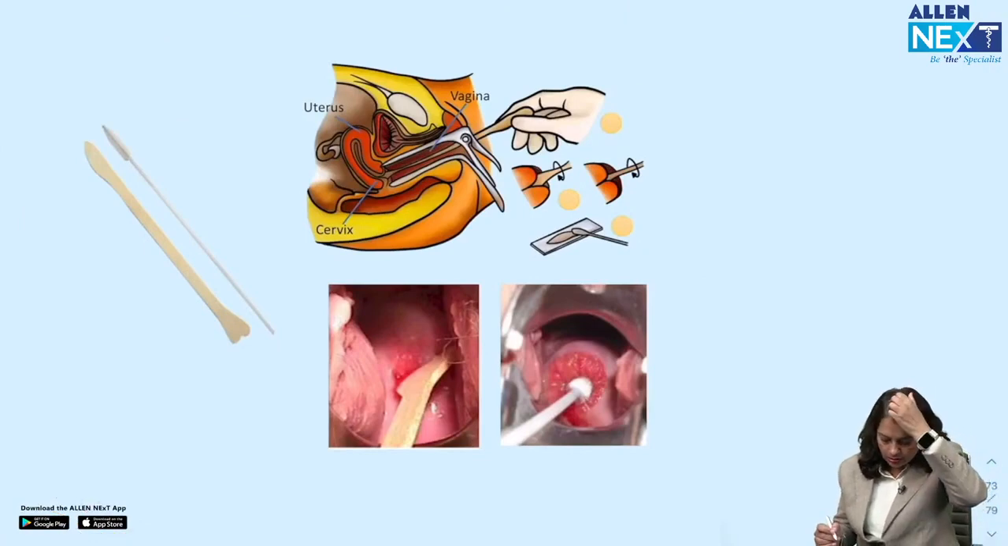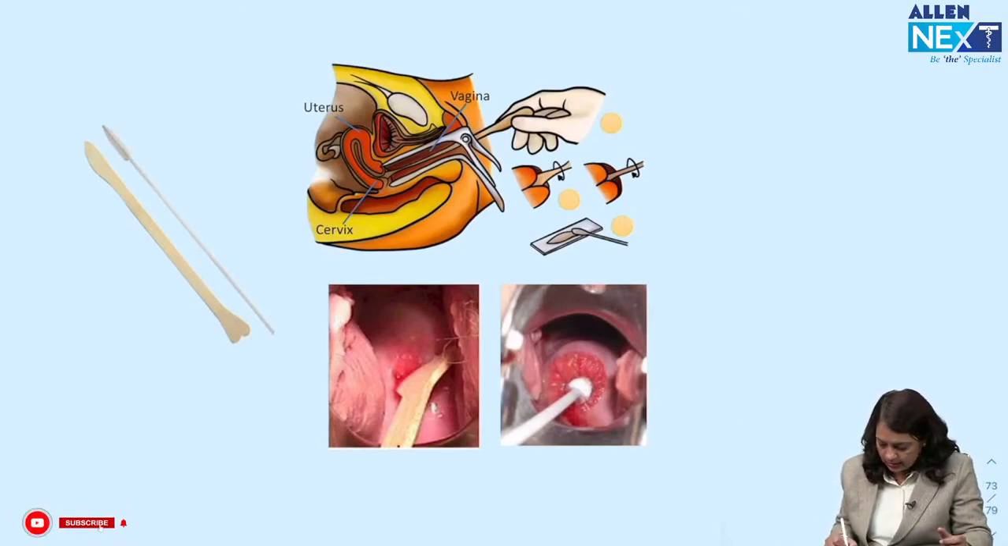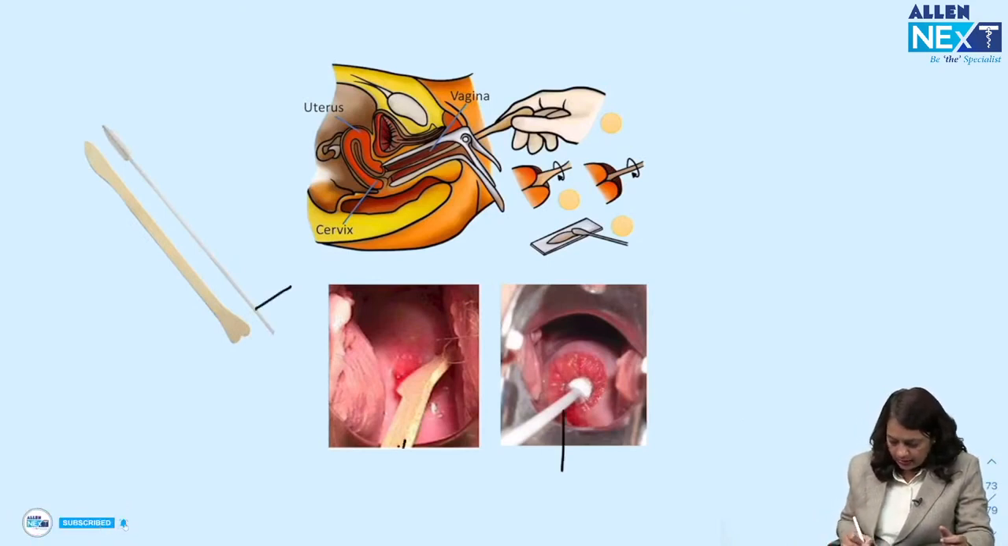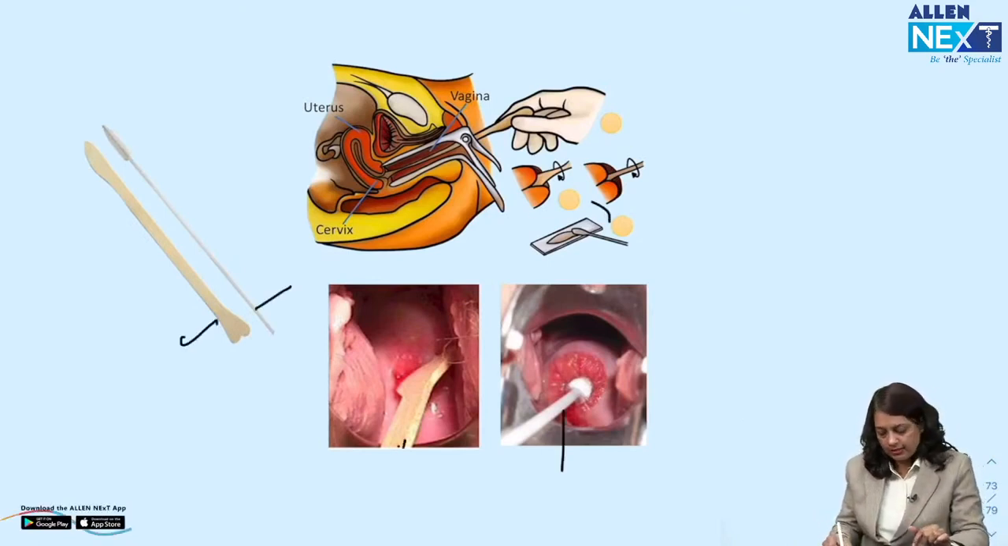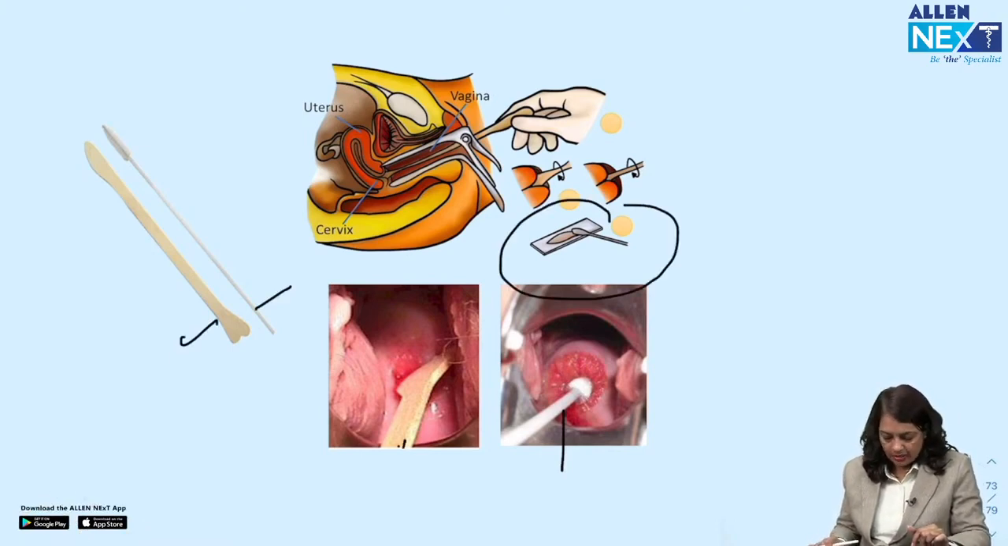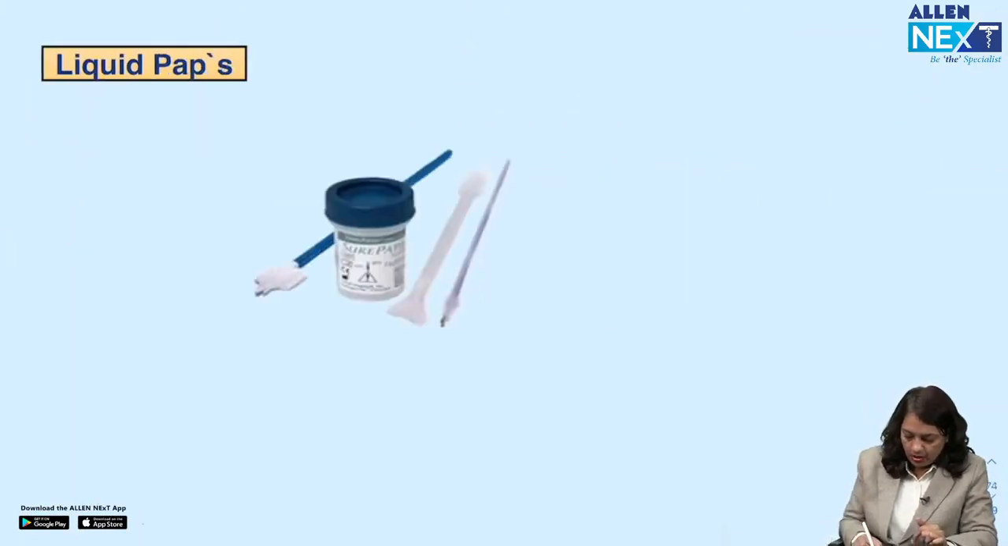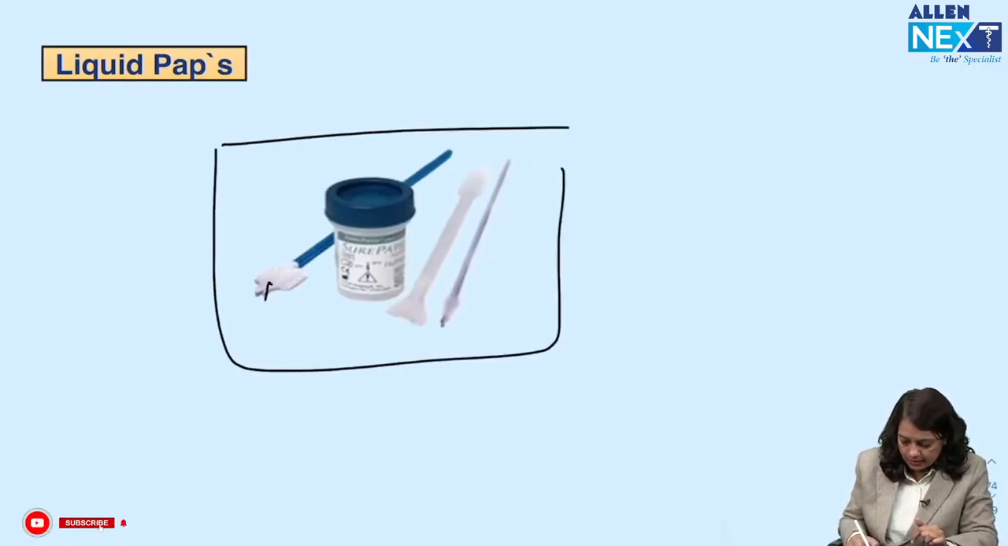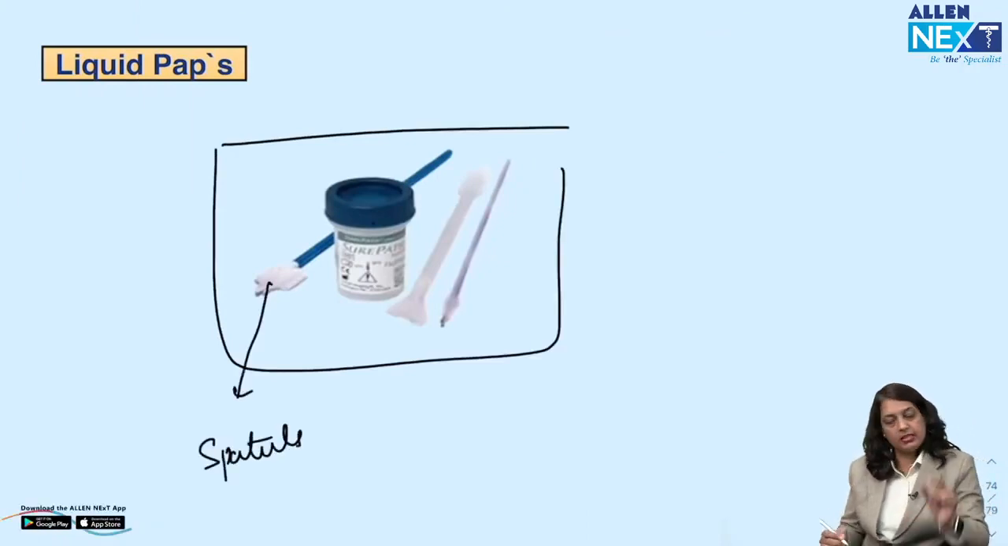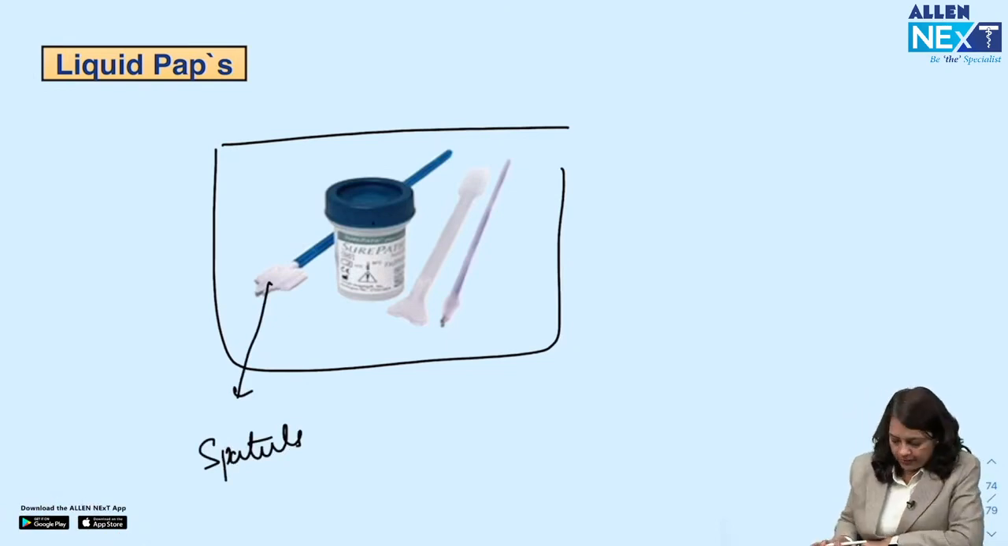This is the sample taken from the cervix. This is the cyto brush and this is the Ayer's spatula, and this is how the slide is prepared. Now this is liquid pap, this is the spatula, and you directly take the sample and put it in this bottle which contains the fixative.